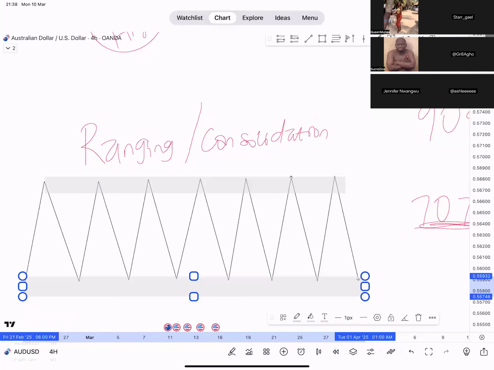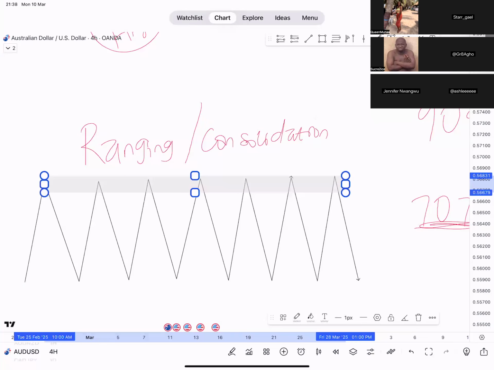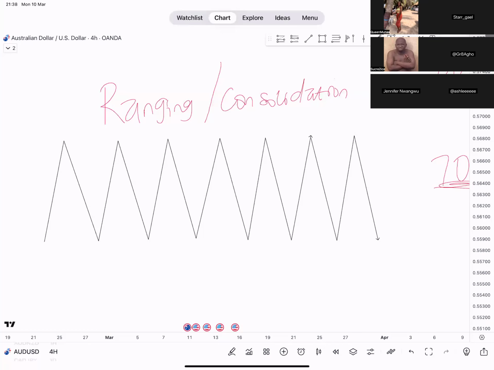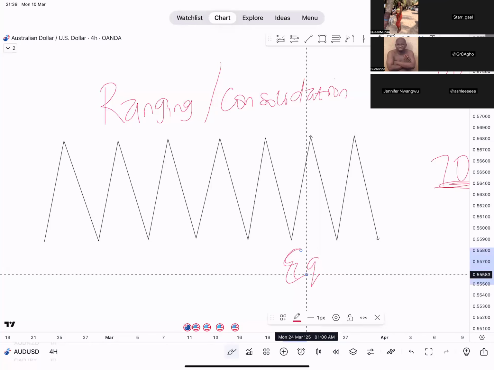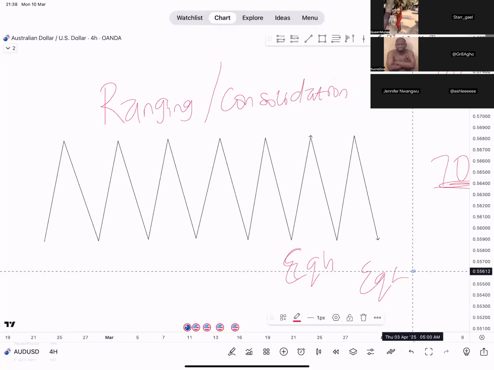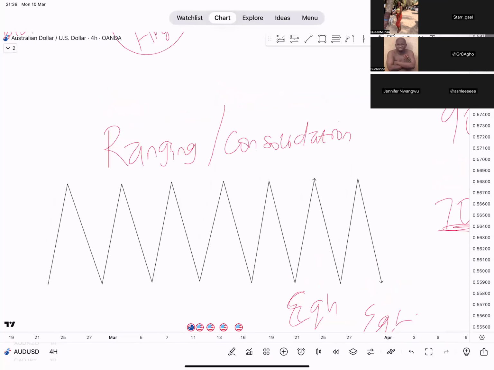So this type of market structure, which is the third type, called the ranging or consolidation market structure, is made up of what we call what? Equal highs and equal lows, right? Equal highs and equal lows. So the ranging or consolidation market structure is made up of what? Equal highs and equal lows.